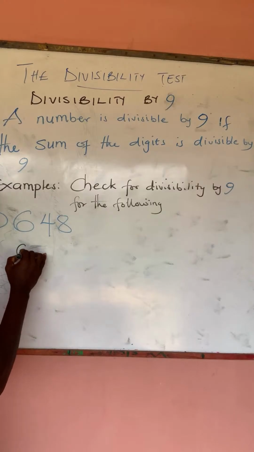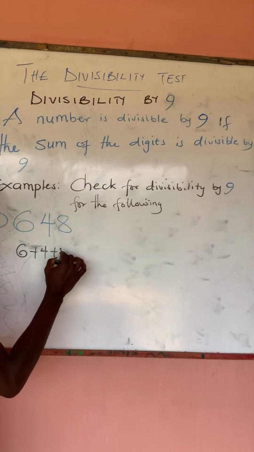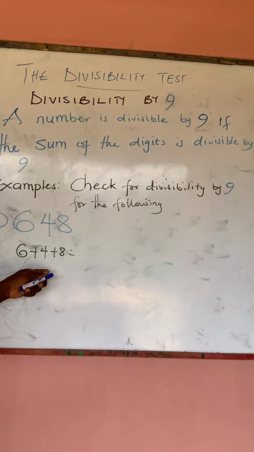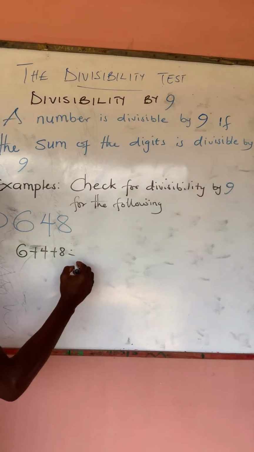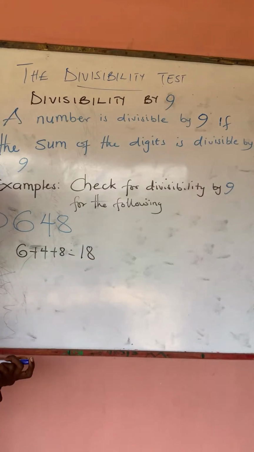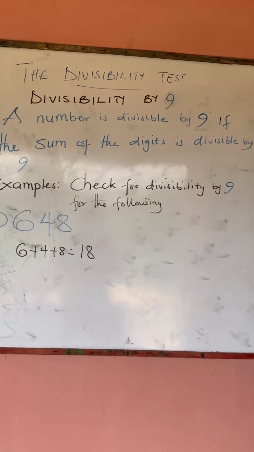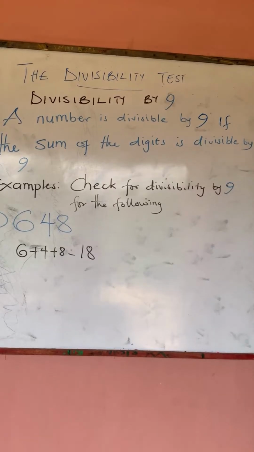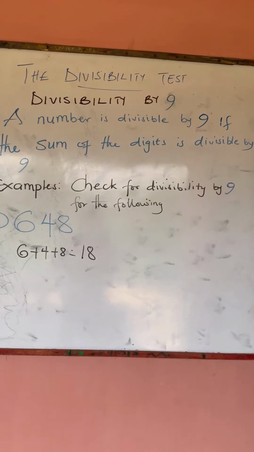We have 6 plus 4 plus 8. Now 6 plus 4 is equal to 10, and 10 plus 8 is equal to 18. Now, is 18 divisible by 9? Is 18 divisible by 9? You can say that 18 is divisible by 9.